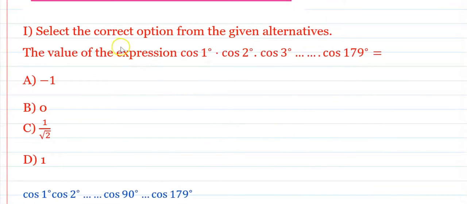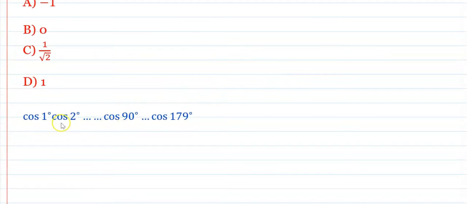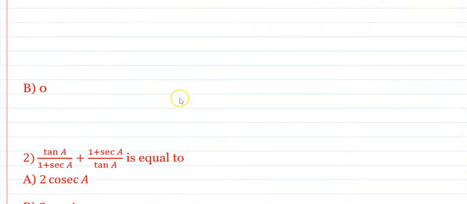Okay. Select the correct option from the given alternatives. The value of the expression cos 1 degree, cos 2 degree, cos 3 degree, and so on up to cos 179 degree. If we look here, all the angles go 1, 2, 3 up to here, and one of them will be cos 90. And what is the value of cos 90? Cos 90 is 0. The other values may be anything, but 0 into all these numbers makes 0, and hence option B is the correct one. Okay.